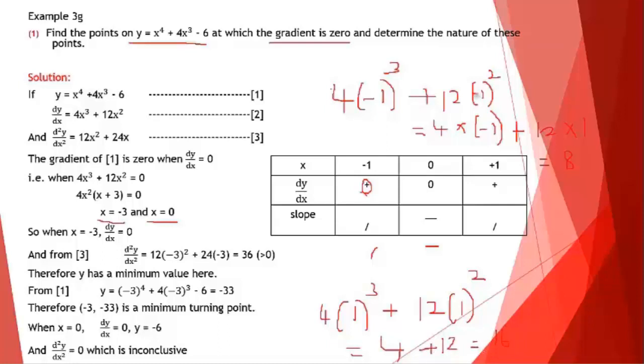So again we are getting a positive value, so the slope looks similar to the one which we got for -1. By combining these slopes at the point and marking the point (0, -6), we get an inflection point. So (0, -6) is a point of inflection.